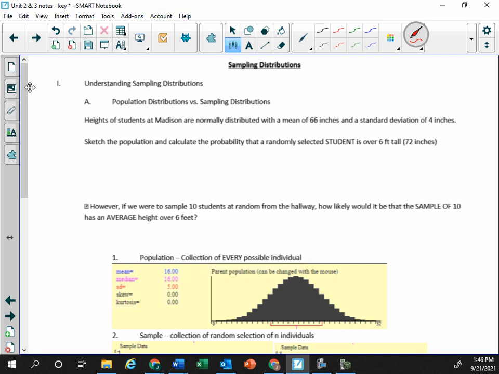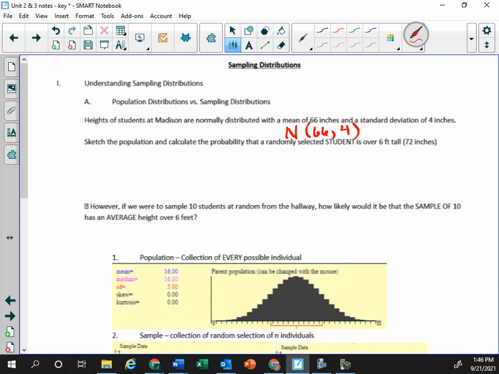First we're given that heights of students at Madison are normally distributed with a mean of 66 inches and a standard deviation of 4 inches. So it's a normal distribution, mu of 66, sigma of 4. Then I'm asking you to sketch the population and calculate the probability that a randomly selected student, so a single student, is over 6 feet tall, which is 72 inches, in case you didn't know that.